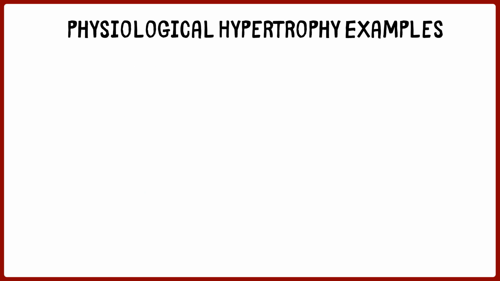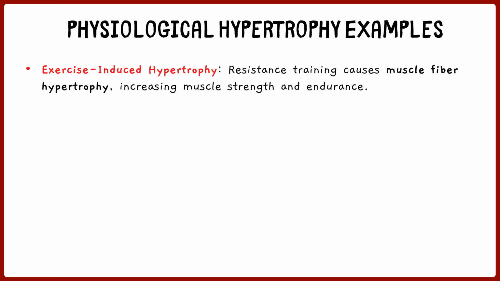Now, for more details on the physiological hypertrophy examples, we can have more details on exercise induced hypertrophy. For example, resistance training can cause muscle fiber hypertrophy and increases muscle strength and endurance. So, the way that this works is that resistance training places mechanical stress on the muscle fibers and it triggers the hypertrophy, where the muscle cells are going to be enlarging, strengthening, and it can lead to increased muscle mass, which leads to increased strength and endurance.